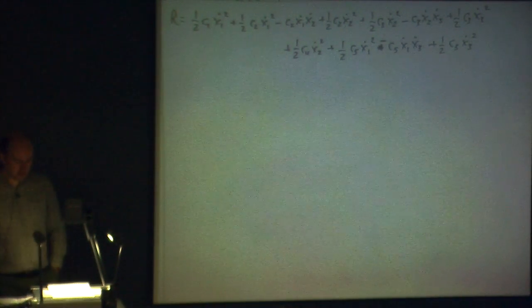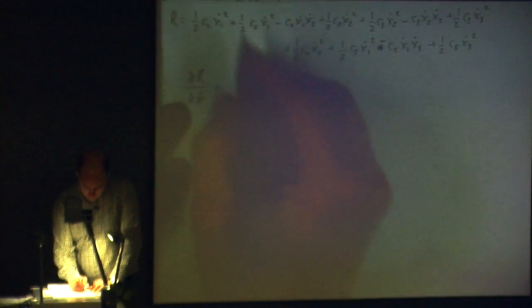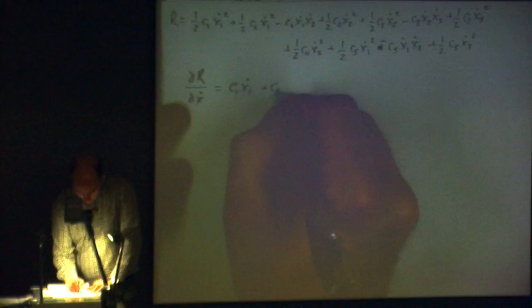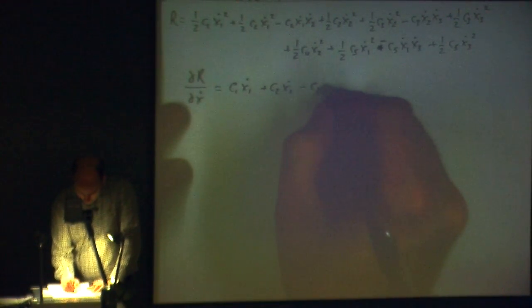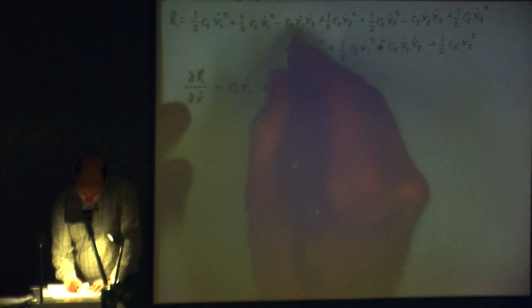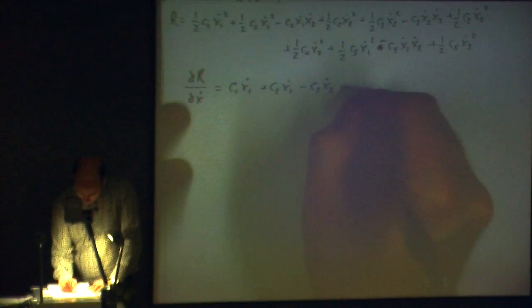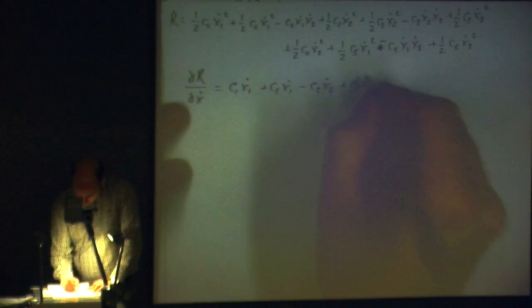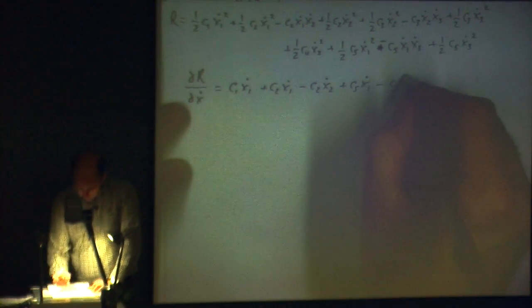I have to deal with x1 dot, x2 dot, and x3 dot. So dR/dx1 dot, well, there's this term. So I've got C1 x1 dot, this one plus C2 x1 dot, this term minus C2 x2 dot. And then I've got this one down here plus C5 x1 dot, and this one here minus C5 x3 dot.